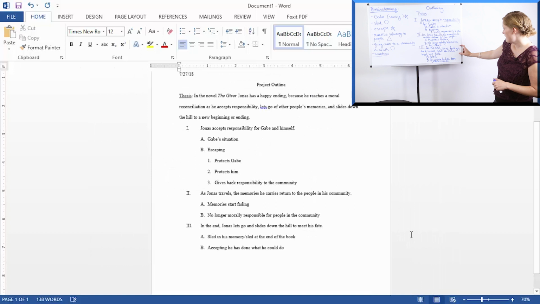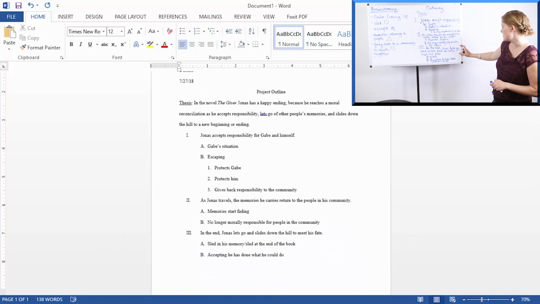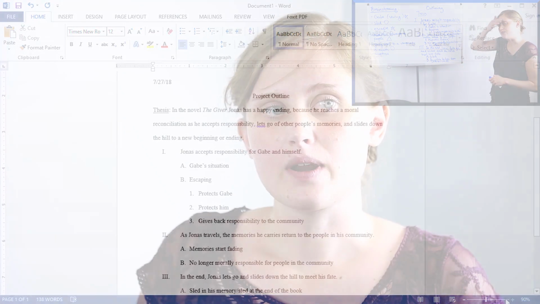And then, topic sentence number 3, in the end, Jonas lets go and slides down the hill to meet his fate. If you have not read more than the first book, it's not clear whether he is literally sliding down a hill to a community or whether that is a type of death. You don't know. But what you do know is it's an acceptance by Jonas of what is happening, that he has done as much as he possibly can.